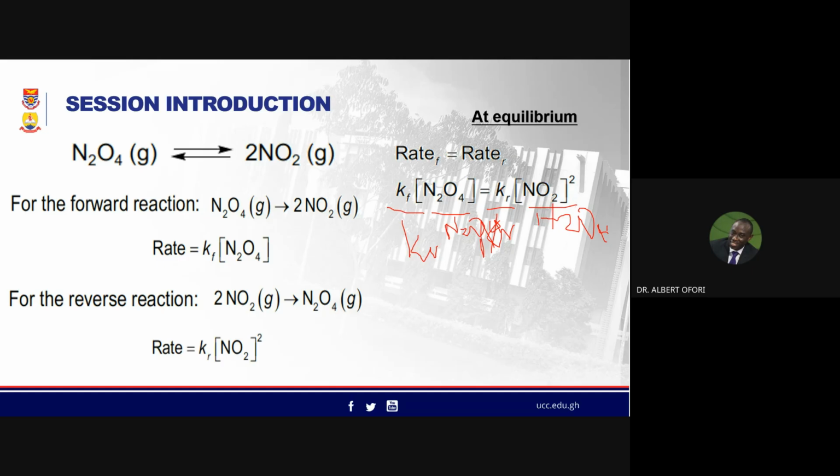Do you see that? So now, the rate constant for the forward reaction divided by the rate constant of the reverse reaction is now equal to the concentration of the product, which is the nitrogen dioxide, divided by the concentration of the reactant. You see that?